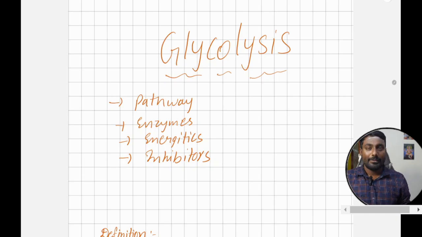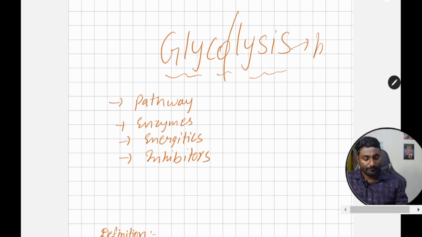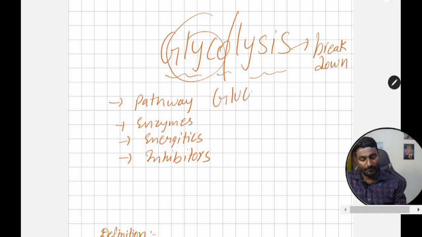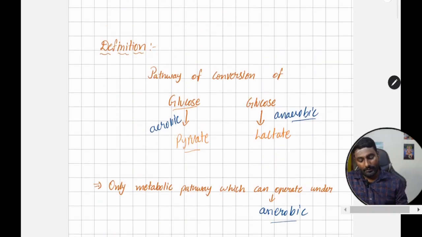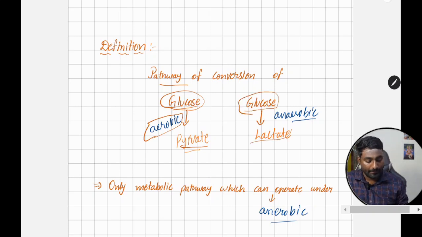Now, the name itself, you can tell something. Glycolysis. Lysis means breakdown. Now what is getting broken down? Glyco. Glucose is getting broken down. Now if you see the basic definition, it is the pathway of conversion of glucose to what? Pyruvate in aerobic respiration, and lactate in anaerobic conditions. Got it? We will see in the subsequent steps how these are formed.